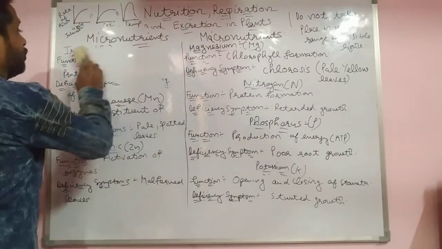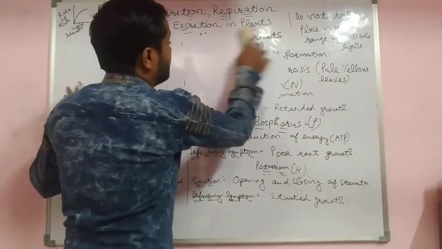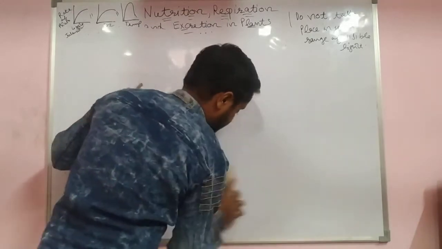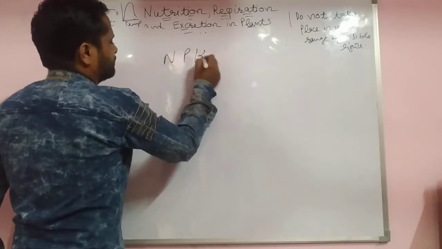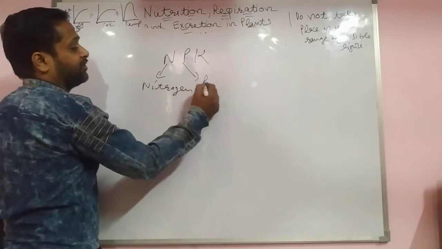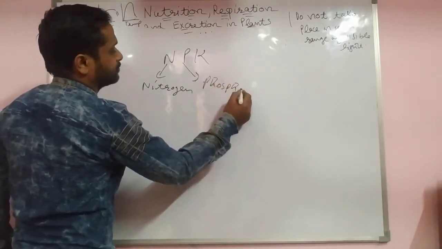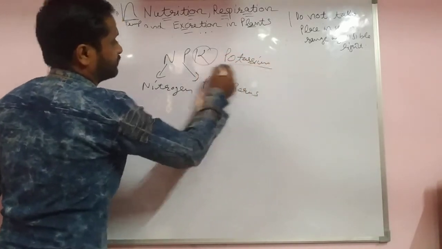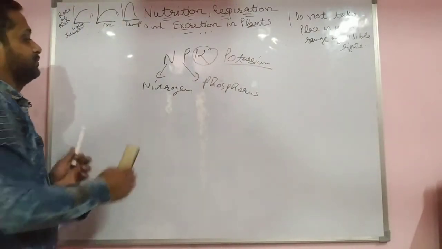The main constituents among the nutrients are NPK: nitrogen, phosphorus, and potassium, students. So these are the main nutrients of the plant.